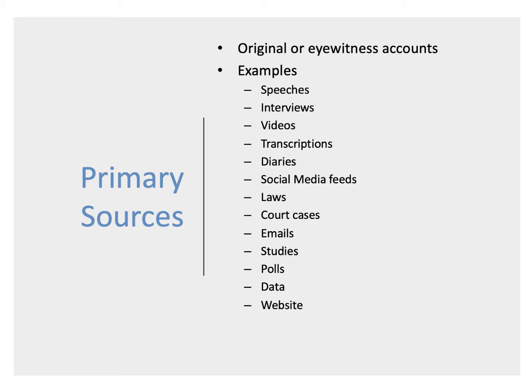Of course, you could have a website. For instance, there's a website called Victorian Web, which is all scholarly analysis of plays and texts and poems from the Victorian period. So you could have a website that is a secondary source. You could also have a website like a government website that serves as a primary source. So context is really important here.